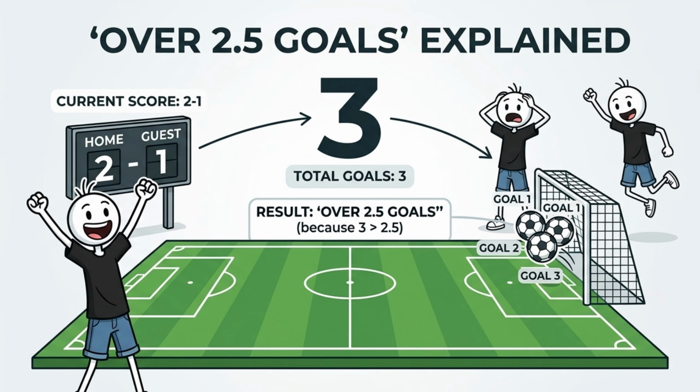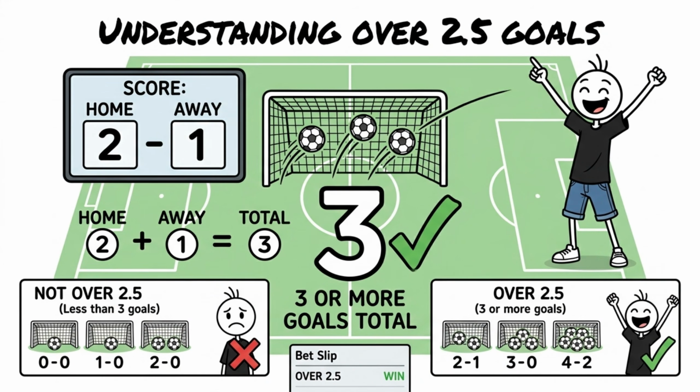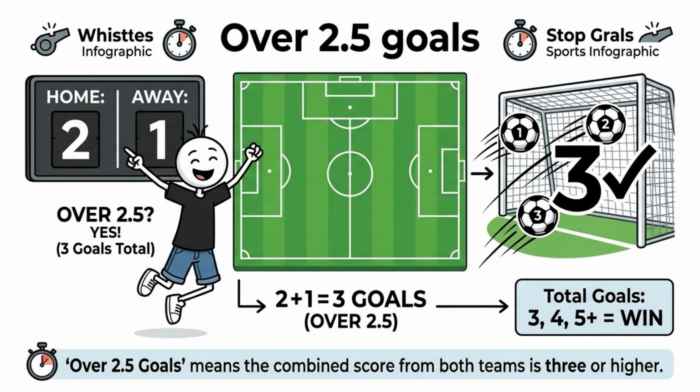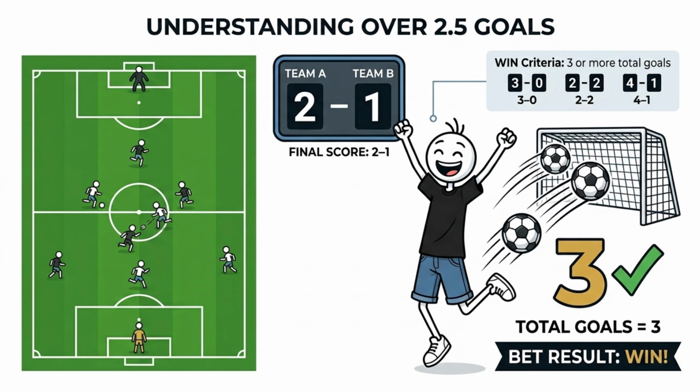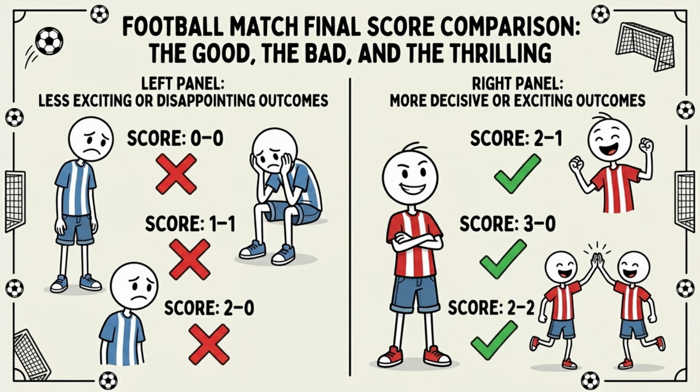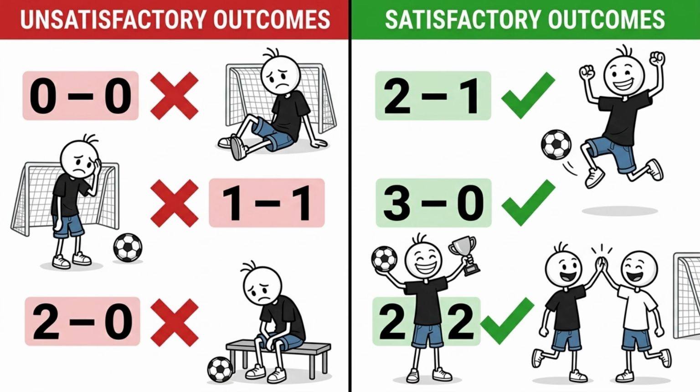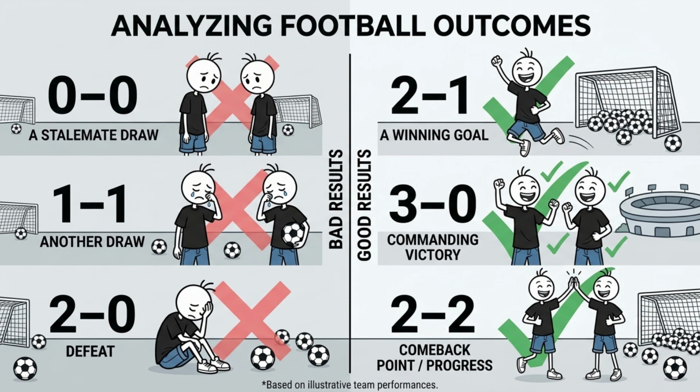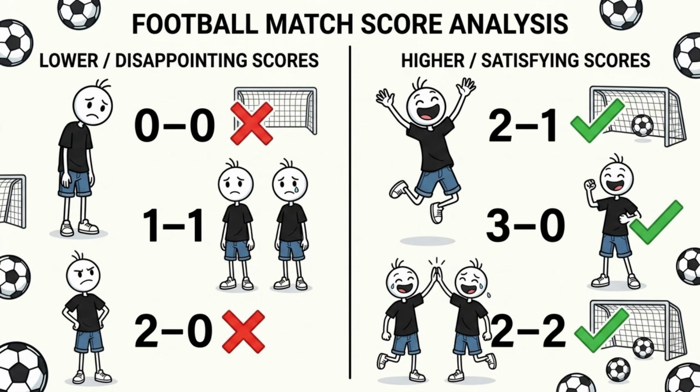First, let's make one thing crystal clear. Over 2.5 goals means the match needs 3 or more goals. That's it. 1-1, that's 2 goals. Lose. 2-0, 2 goals. Lose. 1-0, obviously, lose. But 2-1, win. 3-0, win. 2-2, win. The important thing is that we're not trying to predict the exact score. We're looking for matches where the probability of reaching 3 total goals is attractive. And that's where the real strategy begins.